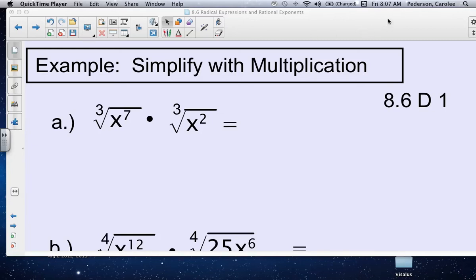This is 8.6, day 1, part 2. Now we're going to go on to multiplying and dividing with higher order indexes.